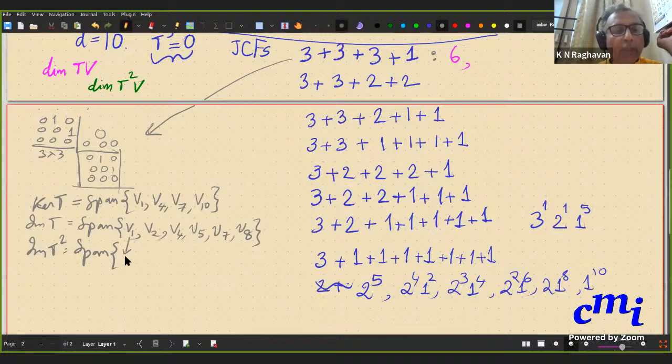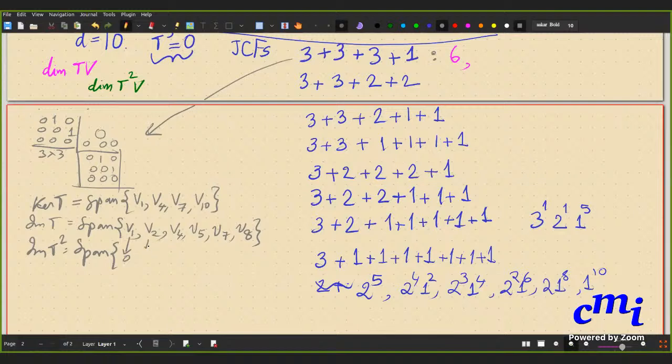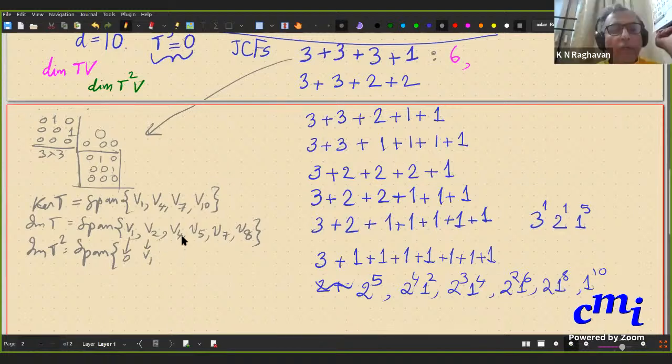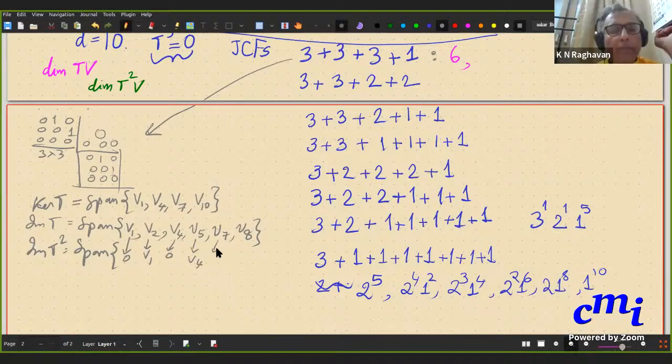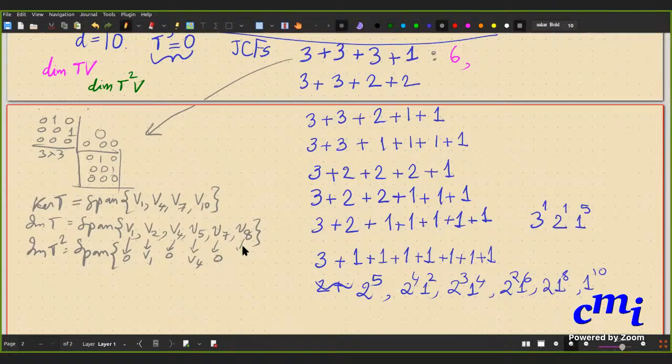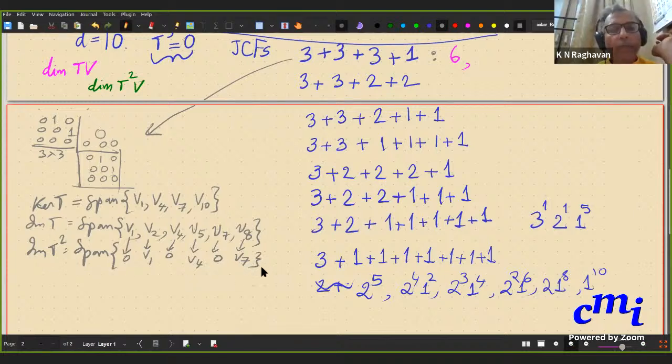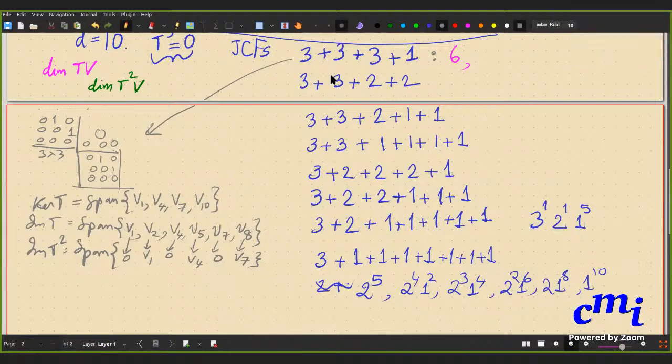V1 goes to, where does it go to? 0. Where does V2 go to? V1. Okay. Where V4? 0. V5? V4. Okay. V7? 0. V8? V7. Right? So what is the image of T square? Dimension is 3.